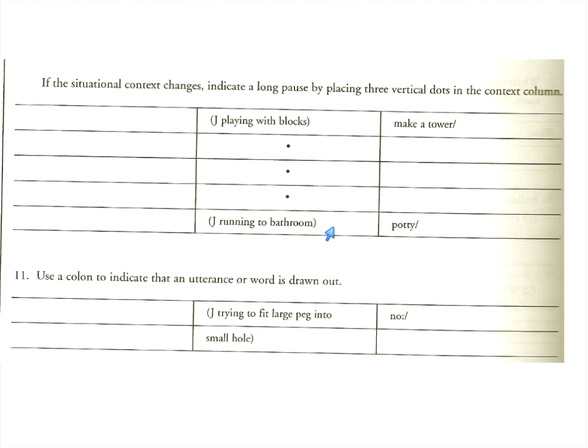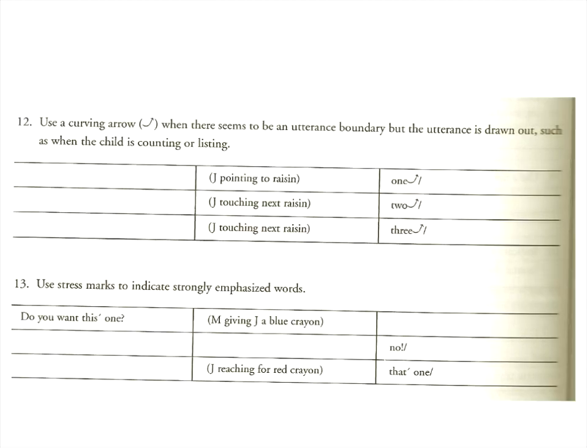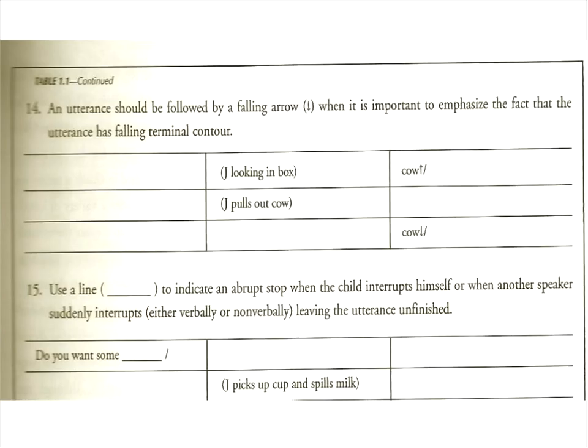Okay, use a colon to indicate that an utterance, a word is drawn out. Don't worry about that one. Don't worry about 11, the colon. And I'll go back through. Don't worry about number 12, the curving arrow. Let's see, do I want you to do that? No, don't worry about stress marks. That's too much for this class.